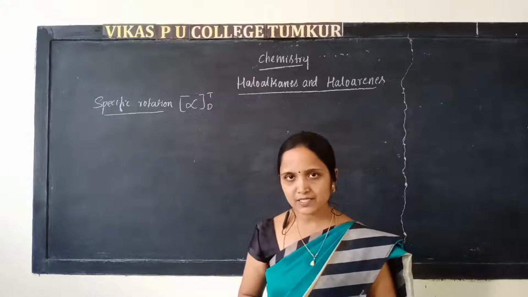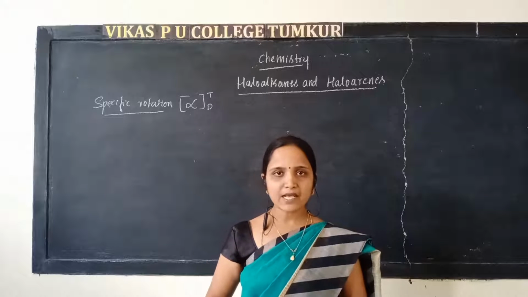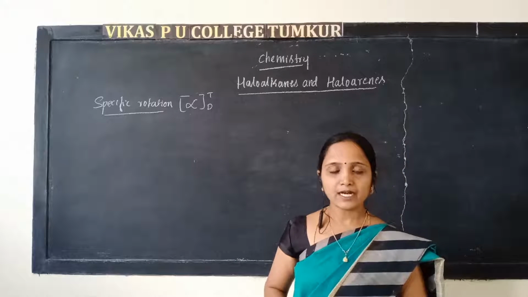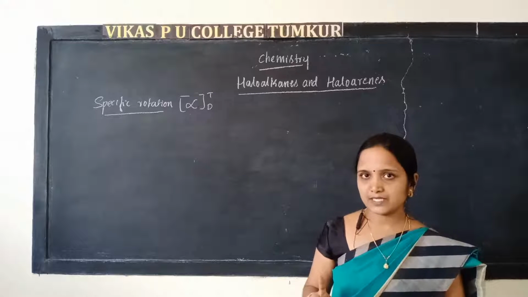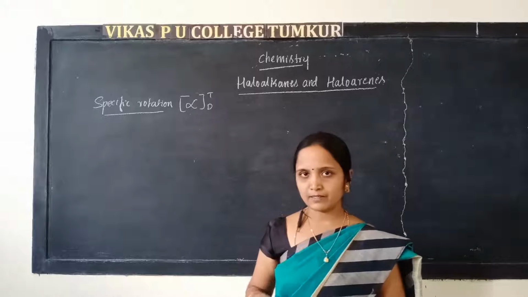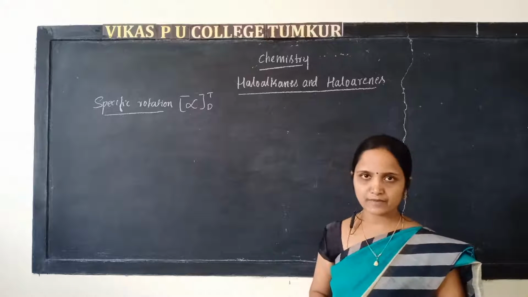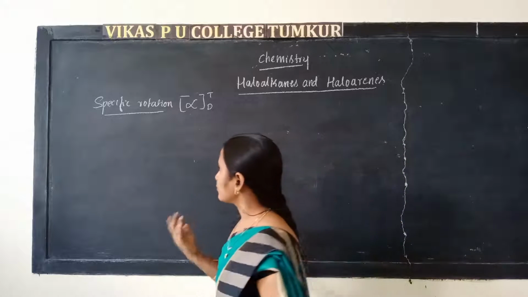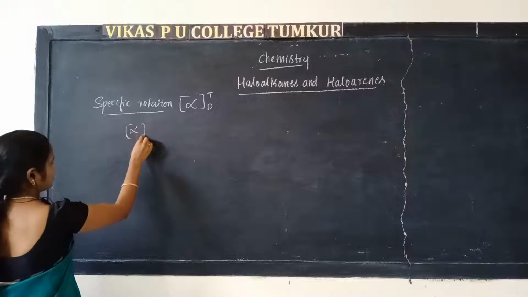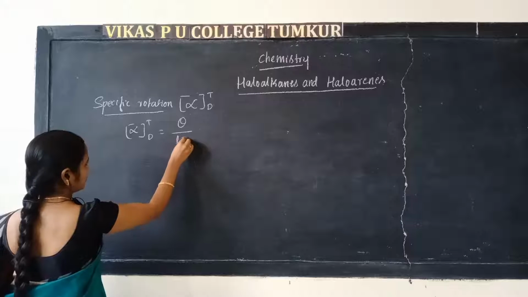The specific rotation means the angle of rotation of the plane polarized light by 1 decimeter of the solution containing 1 gram of the substance per cm cube at a temperature T degree centigrade, using sodium light. The formula used to find the specific rotation is alpha at T equal to theta divided by L into C.